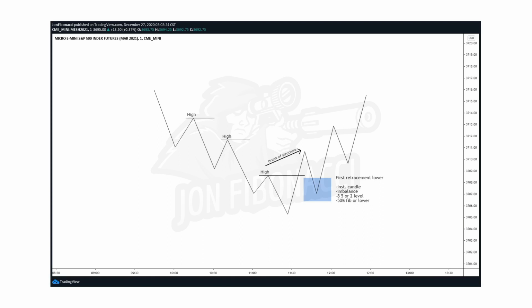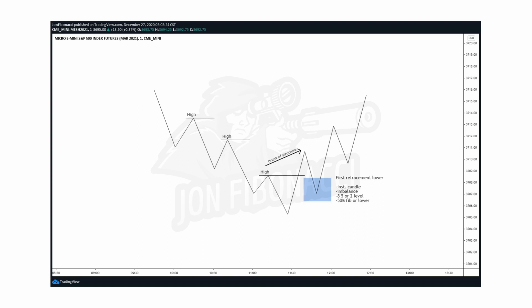There could be an imbalance. If we don't have one, that's fine, but if we do have one, that's even better. That's higher probability, especially if that imbalance lines up with either a mitigation, or an institutional candle, or an 80 or 20 level, something like that. It makes that imbalance a lot more powerful.